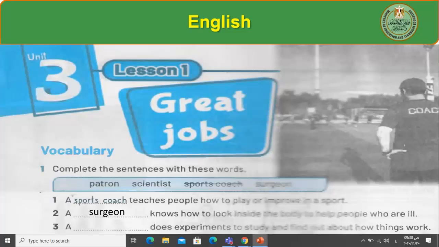ينظر داخل الجسم عشان يشوف الناس المرضى. Okay, number three, does experiments. Who does experiments? Scientist. Scientist does experiments.